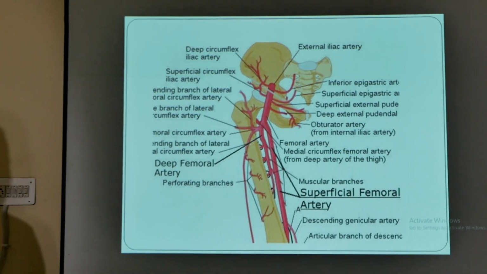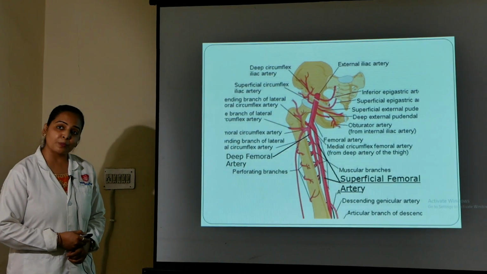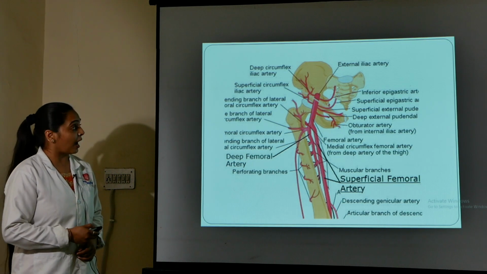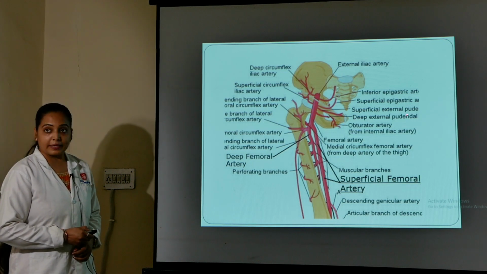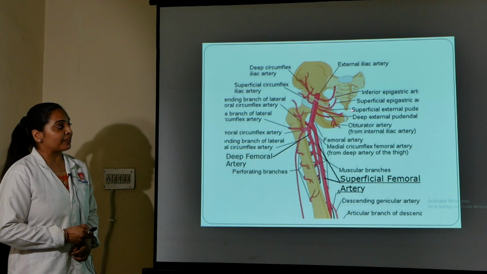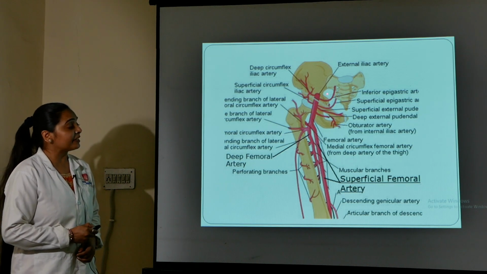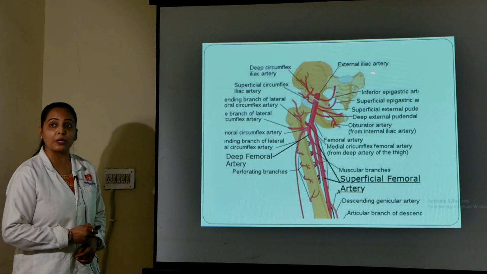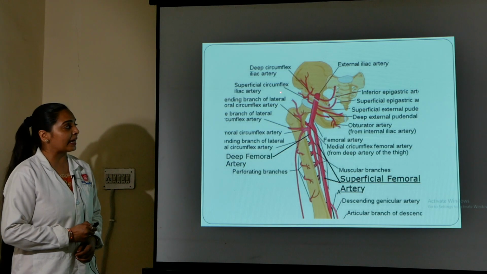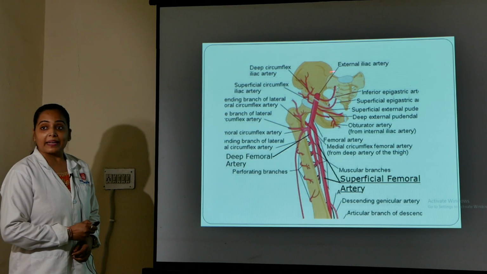Now what are the branches of the femoral artery in the femoral triangle? The femoral artery has 3 superficial branches and 3 deep branches. The 3 superficial branches are the superficial external pudendal artery, which supplies the skin of the external genitalia; the superficial epigastric artery, which runs upwards and supplies the skin around the lower part of the anterior abdominal wall; and the superficial circumflex iliac artery, which runs upwards and laterally and supplies the skin over the iliac crest.